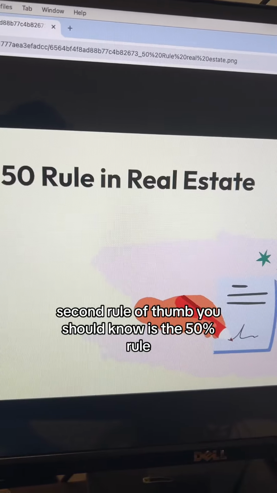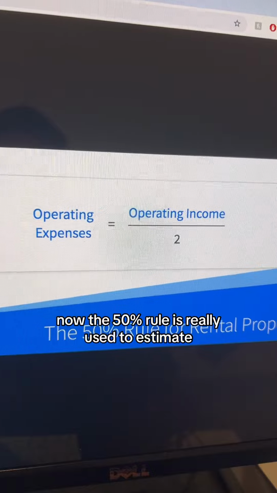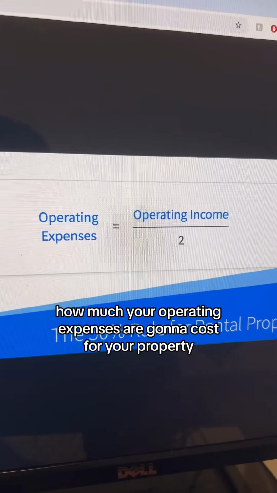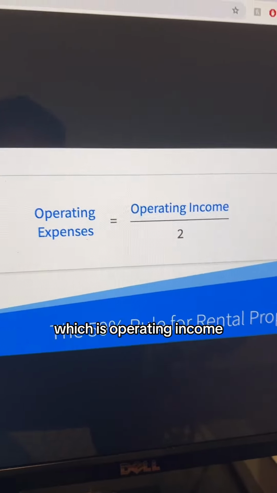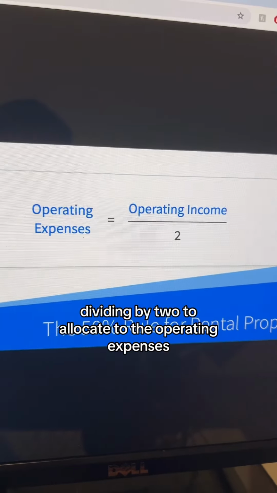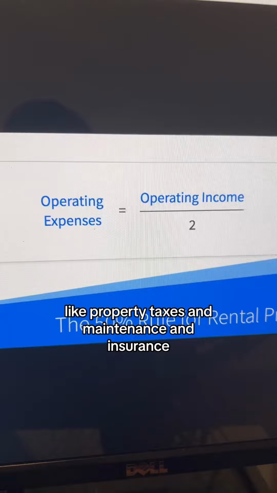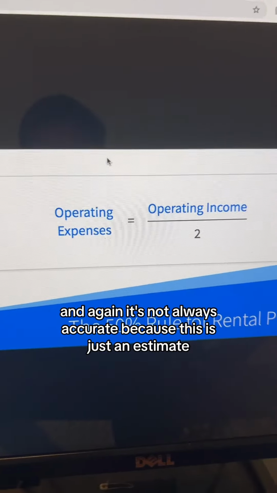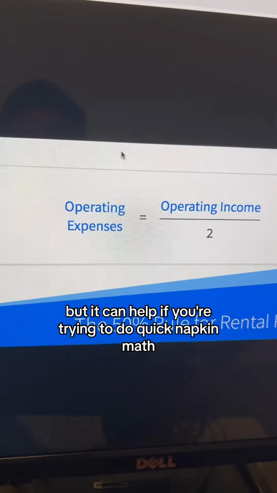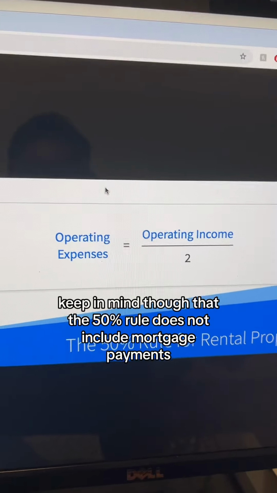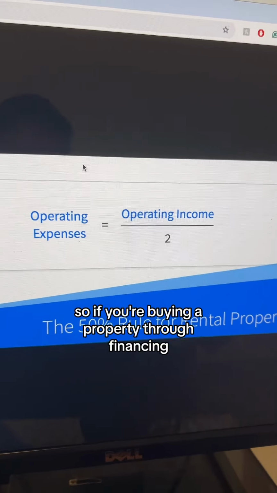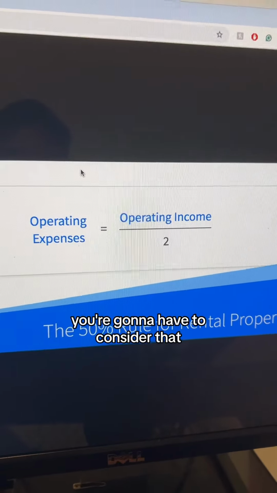The second rule of thumb you should know is the 50% rule. Now, the 50% rule is really used to estimate how much your operating expenses are going to cost for your property. And it's done by taking your rent, which is the operating income, dividing by 2 to allocate to the operating expenses like property taxes and maintenance and insurance. And again, it's not always accurate because this is just an estimate, but it can help if you're trying to do quick napkin math. Keep in mind though that the 50% rule does not include mortgage payments. So if you're buying a property through financing, you're going to have to consider that.